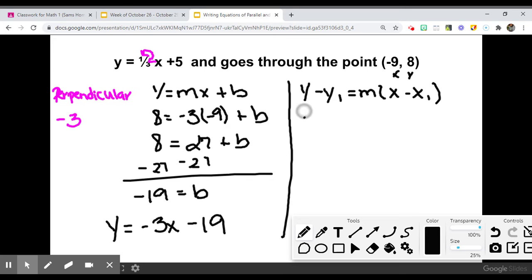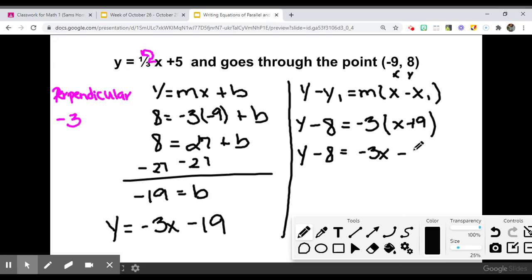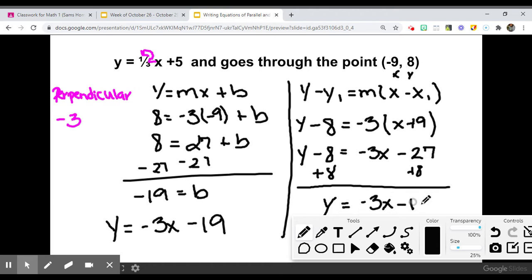Okay, another formula and format you can use, and an option that you have, is the point slope. So I'm going to put 8 in here. I'm going to put -3 because my slope was perpendicular, opposite, and the reciprocal, times x, and then this will subtract -9, so it's going to turn to a positive 9 here. So y minus 8 is equal to -3x, and this right here is going to be minus 27, and then I'm going to add 8 to both sides, which then puts my equation as y is equal to -3x, and then I have minus 19.